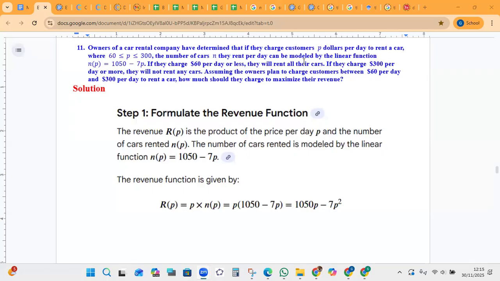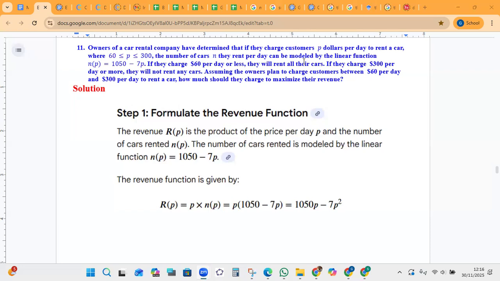Now, assuming the owners plan to charge customers between $60 per day and $300 per day to rent a car, how much should they charge to maximize their revenue? So they would like to know what price they should charge the customers per car so that their revenue will be maximized. So now let us see how we're going about doing this.